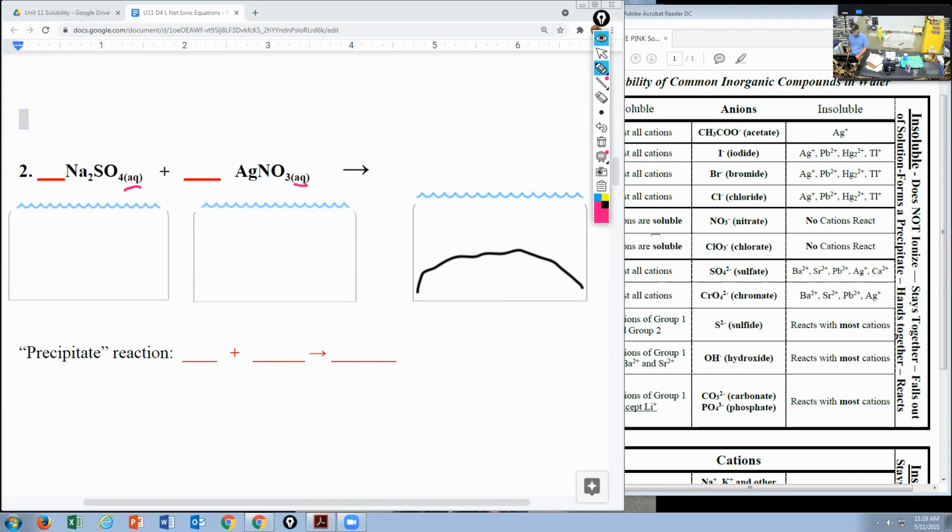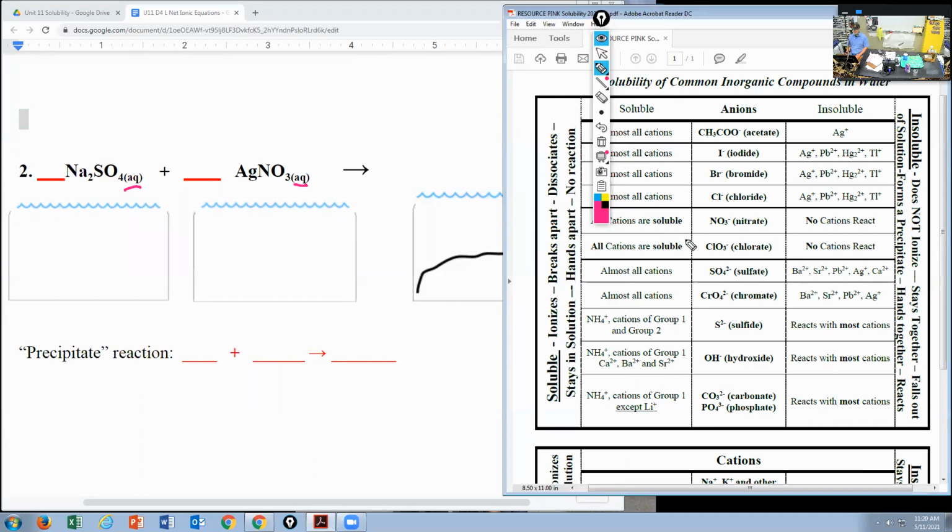But if you wanted to, we could come over here and say, Mr. Pepe, just double check with me. And I'll be like, okay, here's nitrate. Nothing reacts. Everything is soluble. Here is sulfate right here. And sodium is not in that box, which means sodium is over there as well, in which case you can say that they're both soluble.